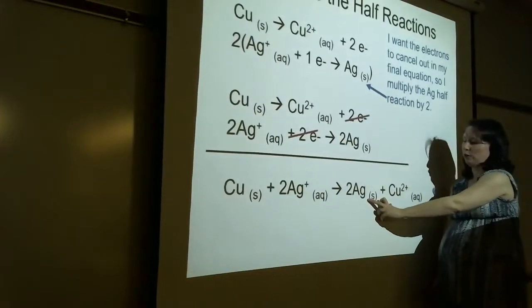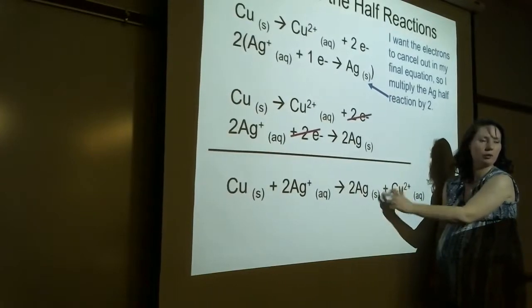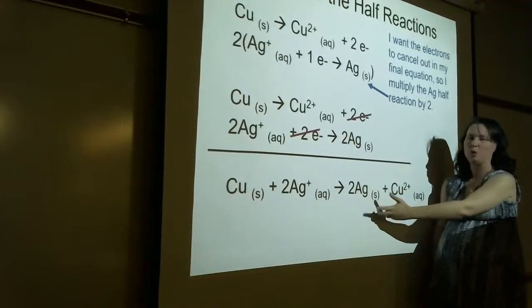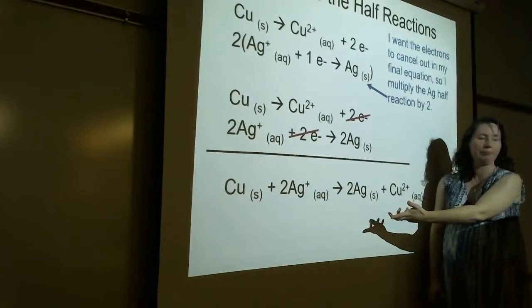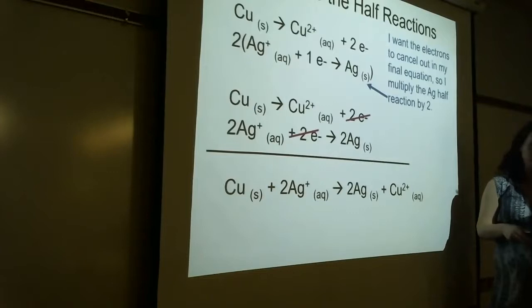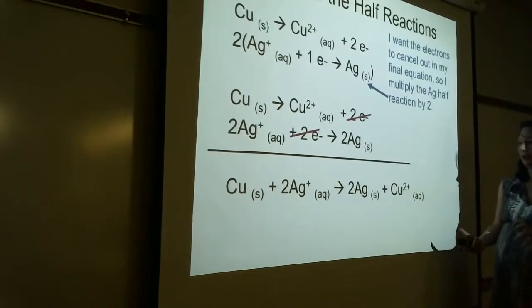Does it make a difference if you wrote the order here reversed? Would that make a difference? Cu²⁺ + 2 Ag. Is 1 plus 3 different from 3 plus 1? No. Okay, so the order does not matter, so long as you have the correct substances on the products and the correct substances on the reactants.